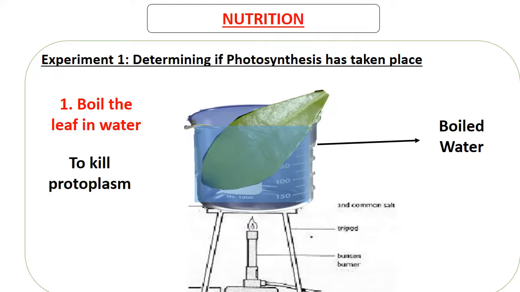So why do we boil it? We want to kill protoplasm. Why do we want to kill protoplasm? Remember, the cell membrane chooses what enters the cell and what leaves the cell.